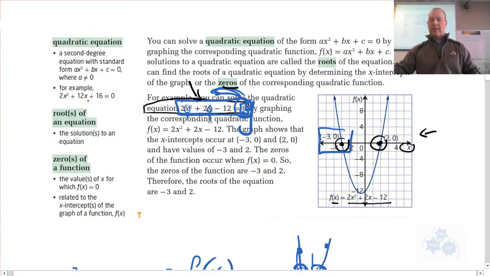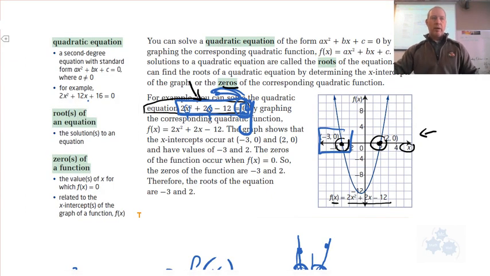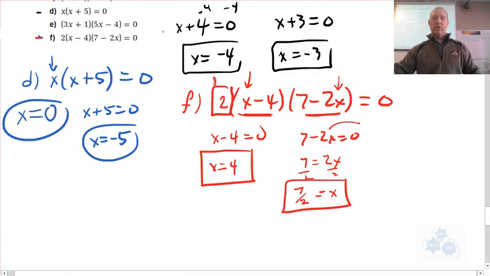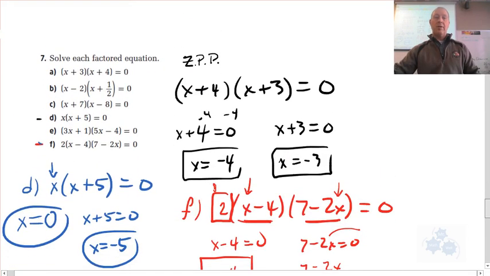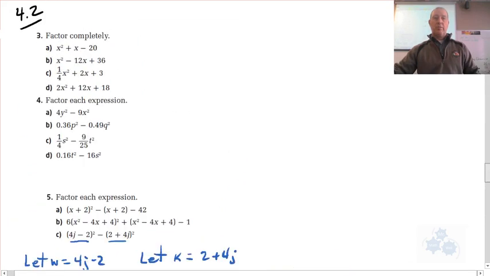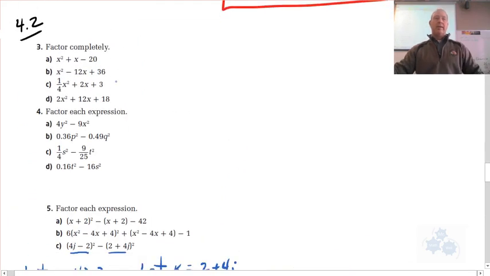So that's graphing. All right, so 4.2 was about factoring. We spent a lot of time factoring. This is something you're going to need to remember how to do and use the zero product principle. So factoring is important. If you want to factor something like this here, what you want to do first of all is notice that there's a greatest common factor of 2 in all of these terms. So take that out.